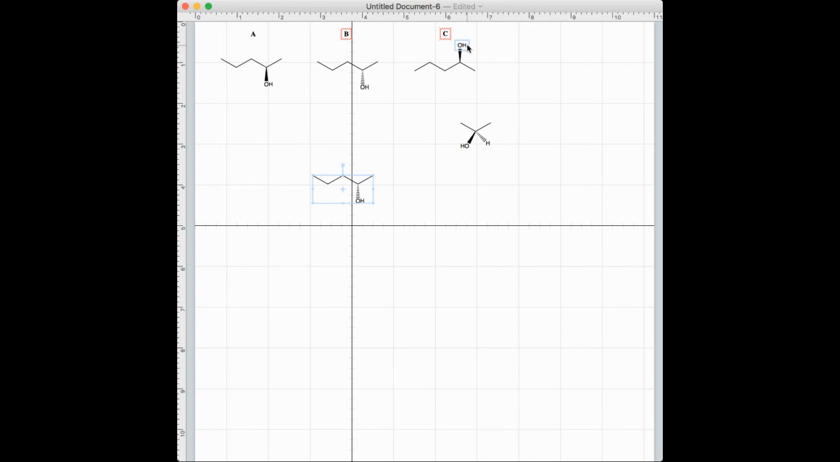Let's look at compound C here, and I want to compare compound C and B. So I could say here A and B are stereoisomers. And then the question would be, which ones? Are they diastereomers? Are they enantiomers? We will go back to that question soon, okay?